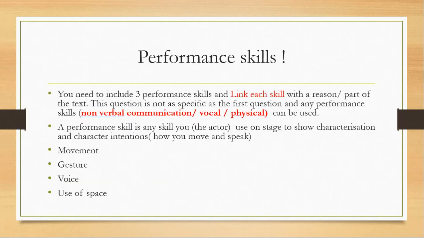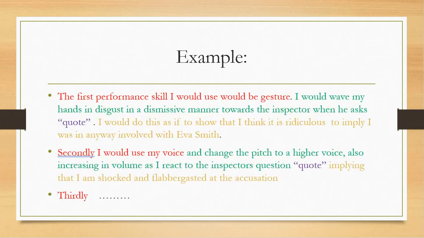So an example. Before we go on, you need to include 3 performance skills, link each skill. This is what we've just talked about. We could talk about movement, gesture, voice, use of space. Examples. Now you'll notice colour coordinated. Love using my colours. Red, the skill you're going to use. Green, how you were going to use it. Purple, a quote. And yellow, a little bit of extra information just to show your knowledge and understanding of the text. If we follow the red, green, purple, yellow, and you know your performance skills, that is all you have to do to pick up the marks.